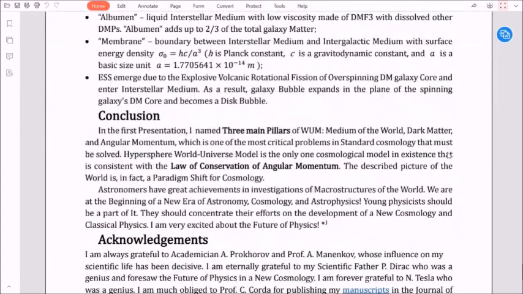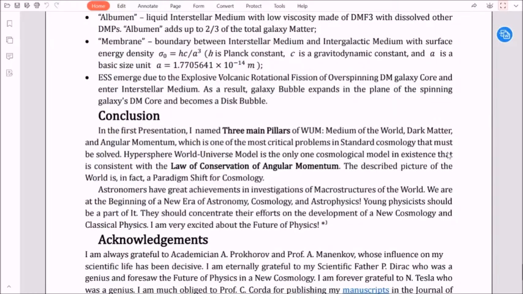Albumin, liquid interstellar medium with low viscosity made of DMF3 with dissolved other dark matter particles. Albumin adds up to 2/3 of the total galaxy matter. Membrane, boundary between interstellar medium and intergalactic medium with surface energy density sigma 0, where H is a Planck constant, C is a gravitodynamic constant, and A is a basic size unit.